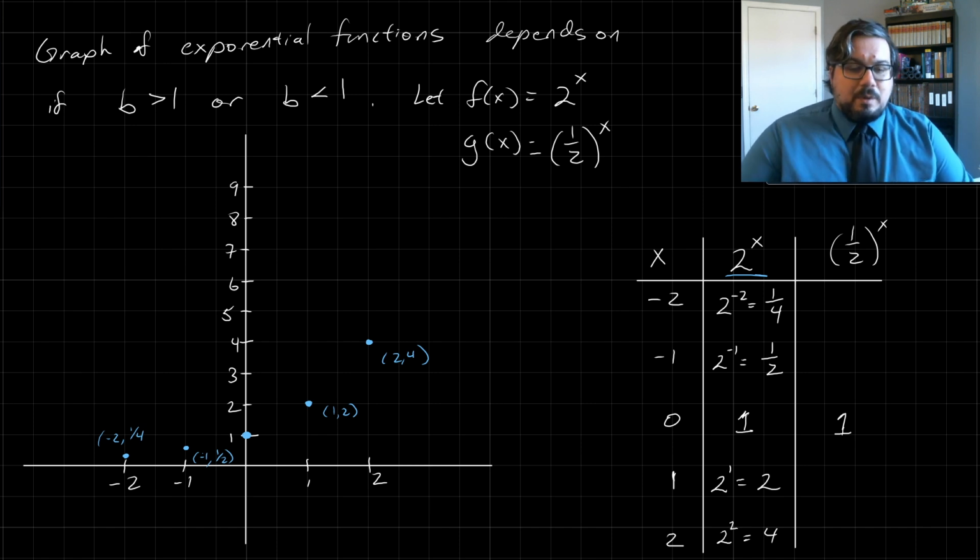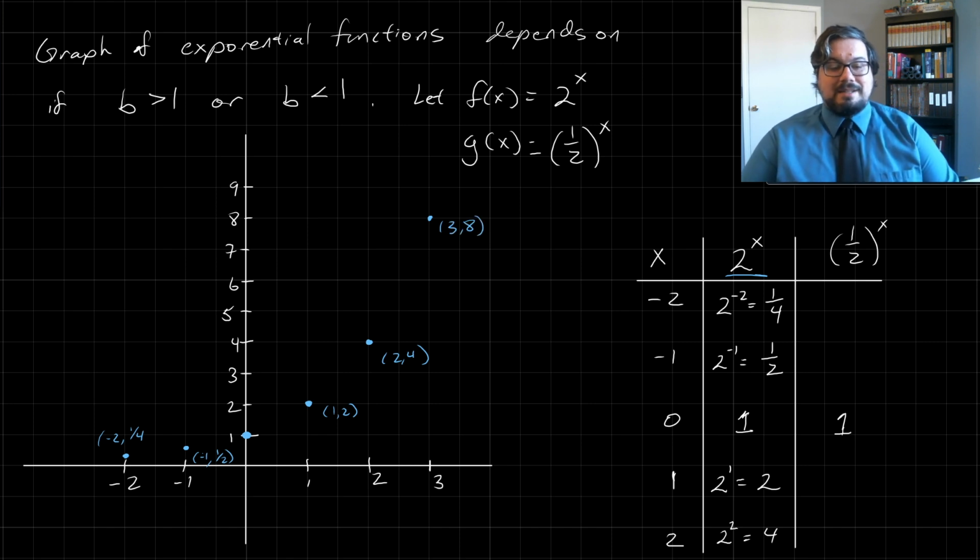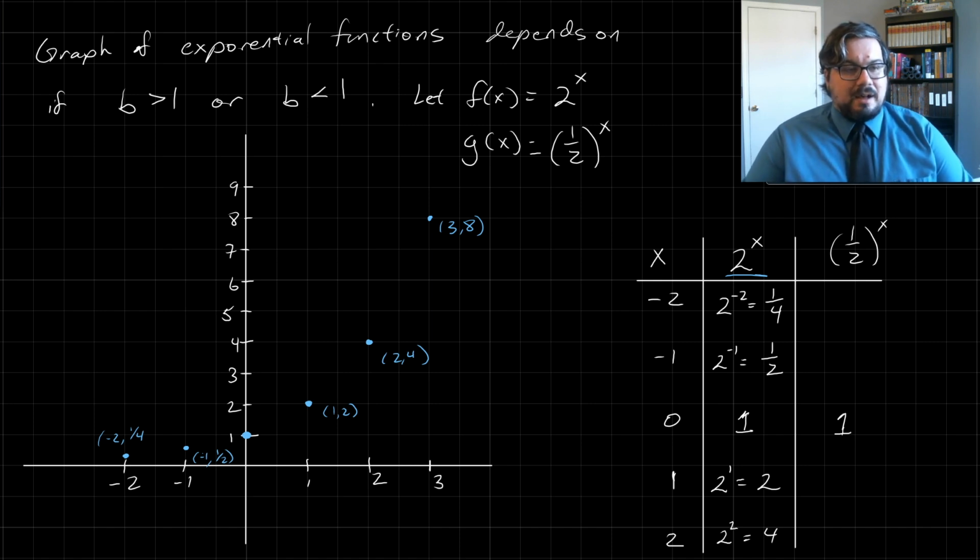And then I do want to say, all right, well, what about 3? If we plug 3 into the function f, that'll be 2 to the 3rd, and 2 to the 3rd is 8. So we've got 3, 8 up here. All right, so there's the graph of f. Let's go ahead and connect up these points smoothly.